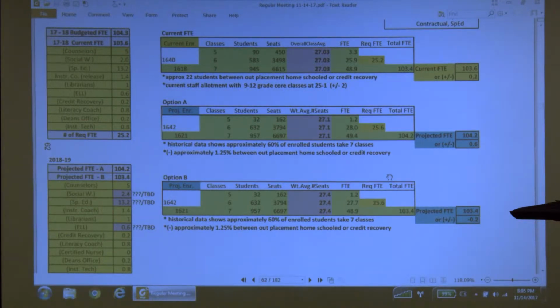So why do we think the number for 5 classes is going to drop by 2/3 for next year? It's the historical data shows that 60% of our students enrolled take 7 classes. That one I understand, but I'm asking. There's a percentage for each of these. I don't have the chart up in front of me. Okay. The percent for the 5 classes wouldn't swing that much, right? Right, I'll check it again, but I'm pretty certain.